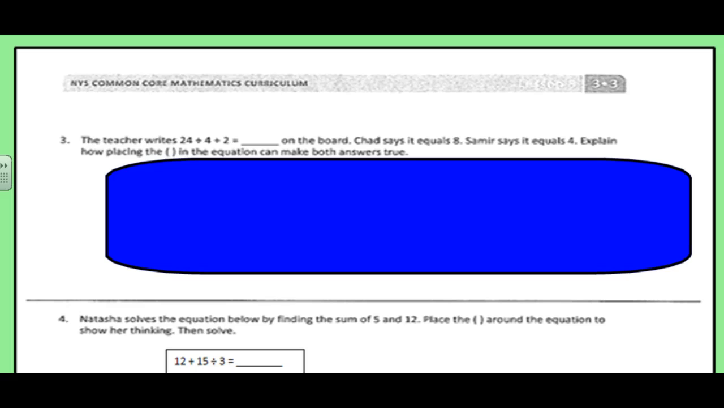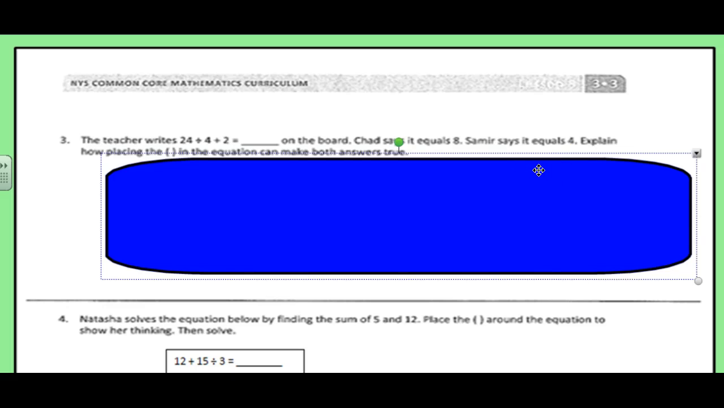For this one, what I want you to do is write 24 divided by 4 plus 2 in this white space on your paper. And then I want you to put parentheses around 24 divided by 4. And then put parentheses the other way, around 4 plus 2. I want you to solve both of those ways and see if one answer gives you 8 and one answer gives you 4. And I want you to push pause to do that.